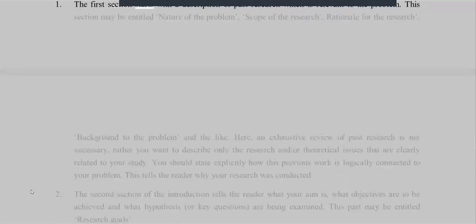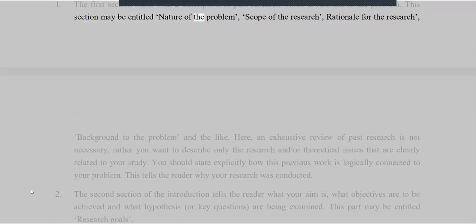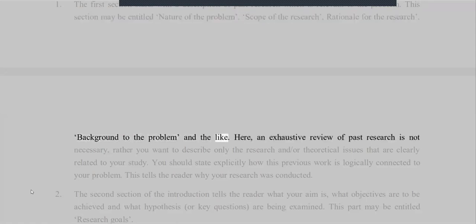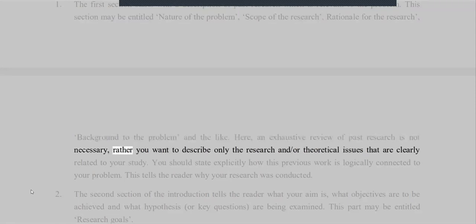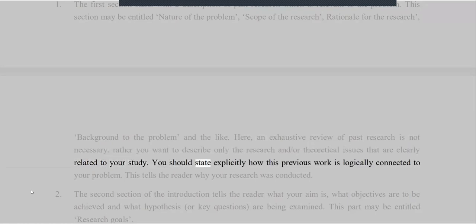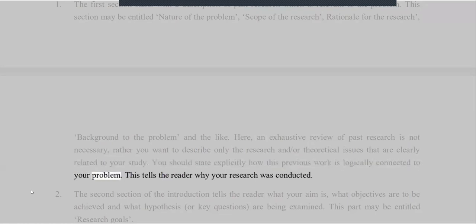1. The first section starts with a description of past research which is relevant to the problem. This section may be entitled Nature of the Problem, Scope of the Research, Rationale for the Research, Background to the Problem, and the like. Here, an exhaustive review of past research is not necessary. Rather, you want to describe only the research and/or theoretical issues that are clearly related to your study. You should state explicitly how this previous work is logically connected to your problem. This tells the reader why your research was conducted.